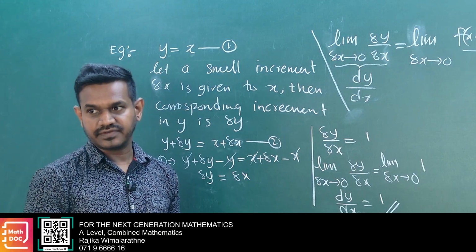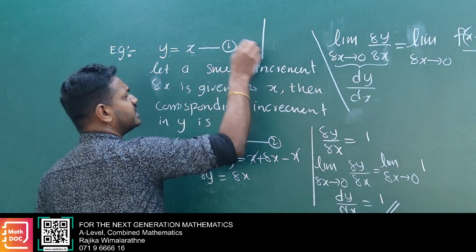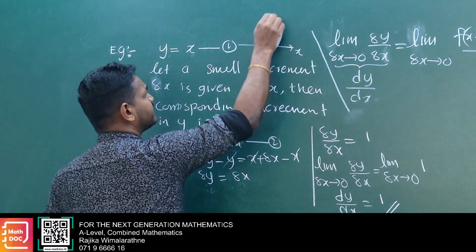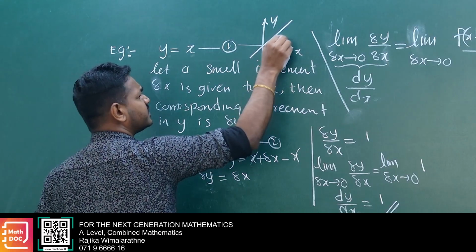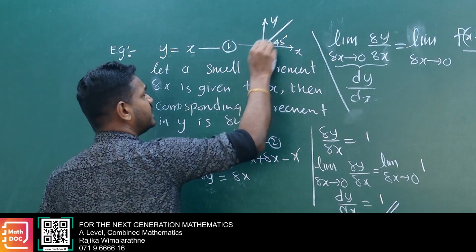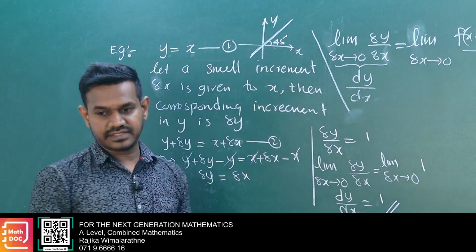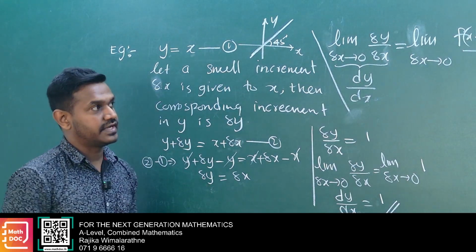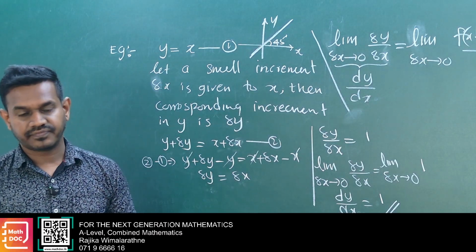dy over dx is 1. Consider the graph of y equals x: with the x axis and y axis, the line is inclined at 45 degrees, so it has a fixed gradient of 1. That's how we get the derivative. First do that example.